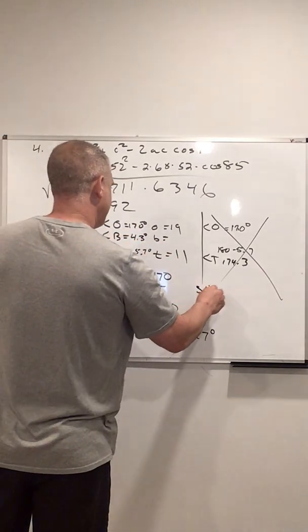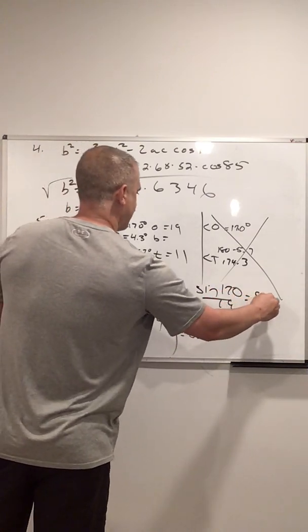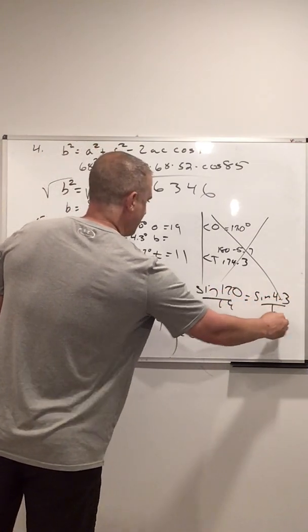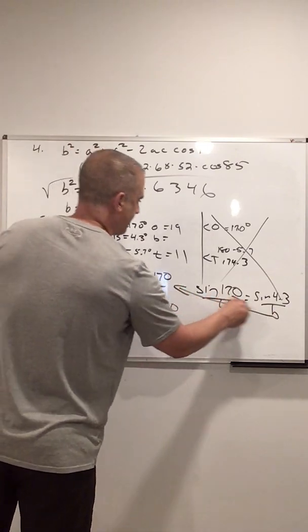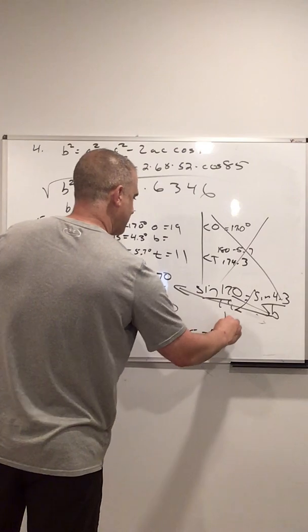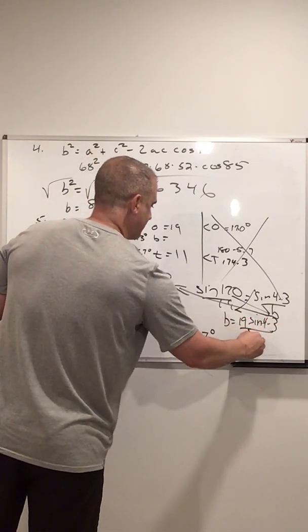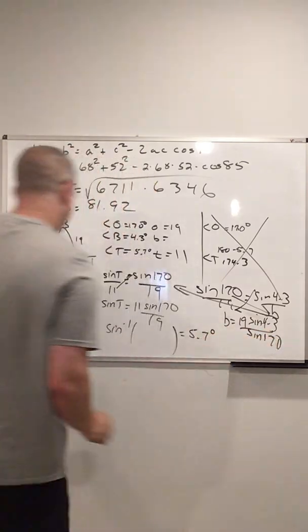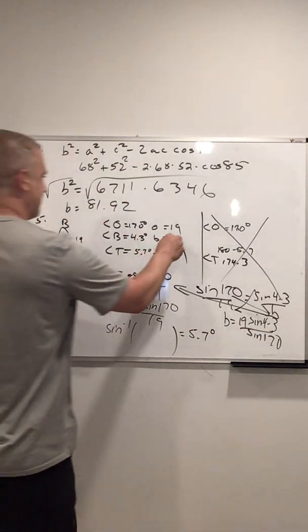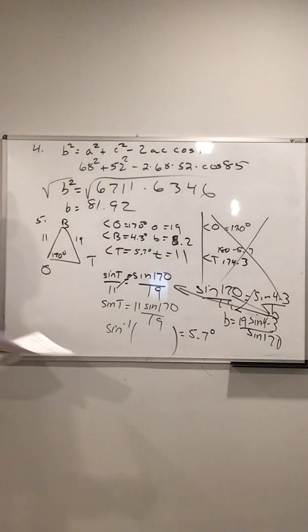Then I would do sine of 170 over 19 equals sine of 4.3 over little b. I'd move the little b up, the sine of 170 down, and the 19 up. So what I would have is b equals 19 sine of 4.3 divided by the sine of 170. What I got with that is about 8 or 8.2. Either one works.